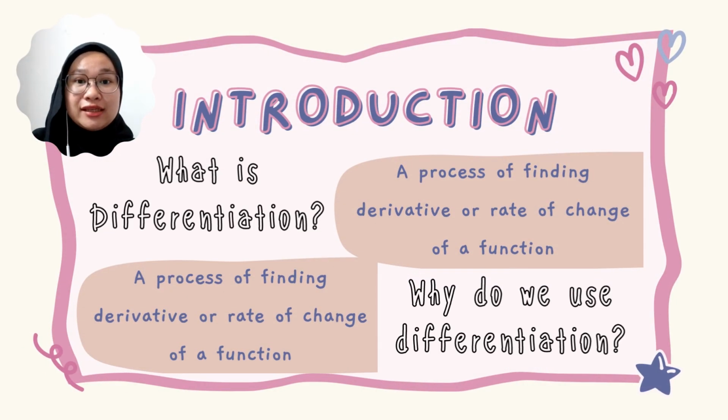What is differentiation? Differentiation is a process of finding the derivative or rate of change of a function. Why do we use it? It is because differentiation is actually a process of finding the derivative or rate of change of a function.